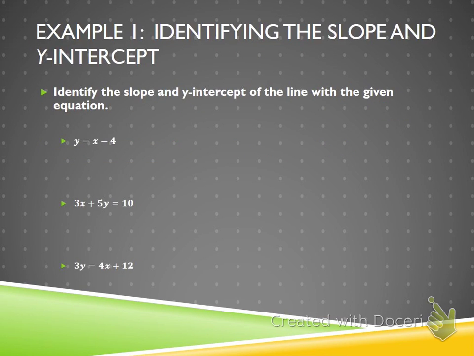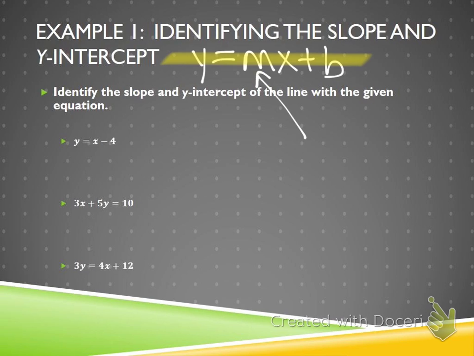Okay, example 1, identifying slope and y-intercept. So here, good news, we're not graphing anything. All we're doing is identifying the slope and y-intercept by the slope-intercept form, y equals mx plus b. This is our go-to. This is our basis for determining those values. So my m value is the coefficient that's attached to my x variable. So let's look at the very first equation. What is the coefficient in front of x? 1. So m equals 1.